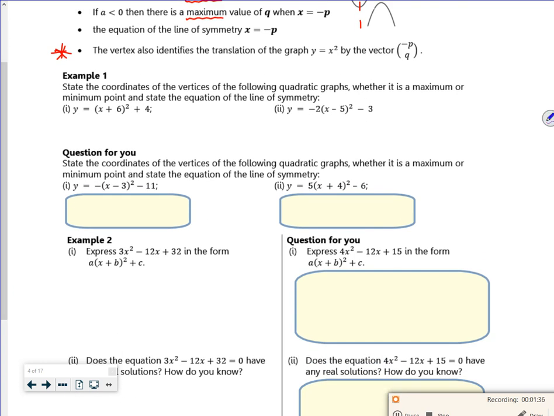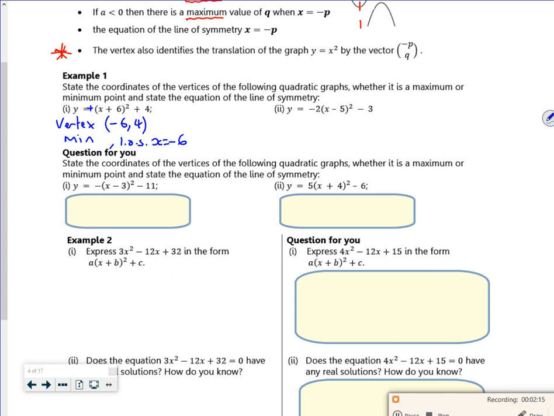Right, so let's have a quick look at this then. It says, state the coordinates of the vertices, and state whether it's max or min. So the vertex is minus 6, 4, so change the sign on that. That's positive, because it's positive here at the front. So it's going to be a minimum of minus 6, 4. And the line of symmetry will line up with the vertex, that middle bit. So the line of symmetry is x is minus 6.